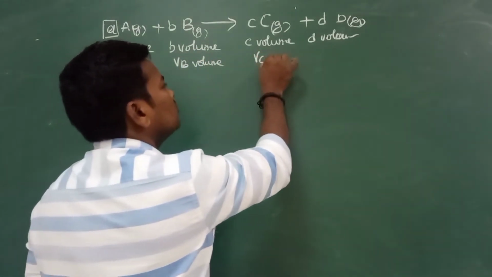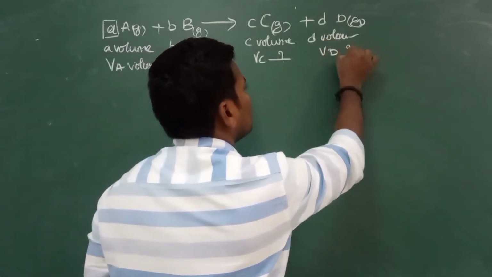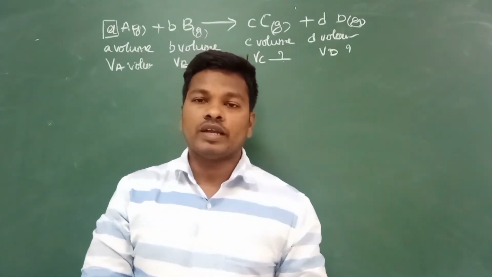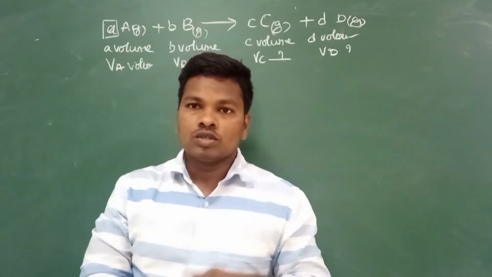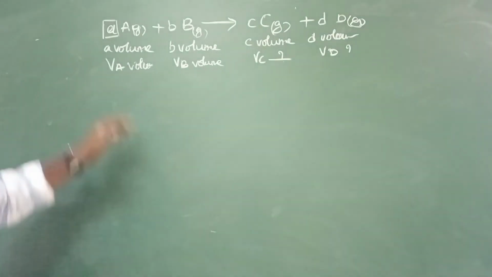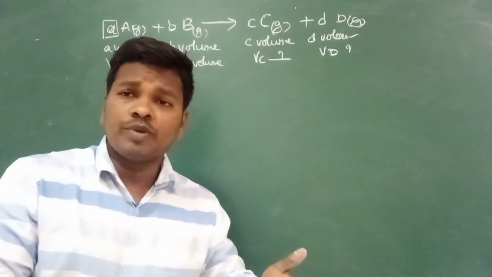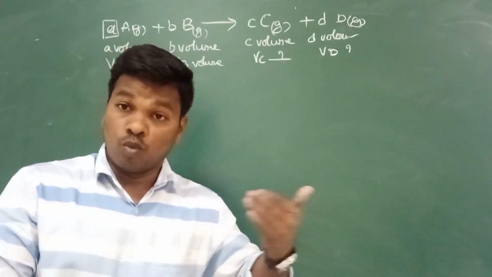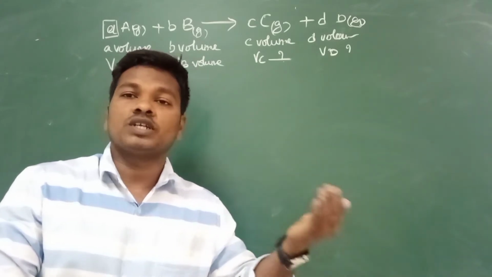The volumes VC and VD they didn't give. That means the reactant volumes are given, and we have to calculate the product volumes. At this time you can go with the volume ratio. We have already discussed volume analysis. The stoichiometric coefficient can be considered as a volume. Whenever we are doing the volume ratio, we take the given volume divided by the coefficient, or you can take moles. Now we are dealing with gases, that's why I am taking the stoichiometric coefficient as a volume.